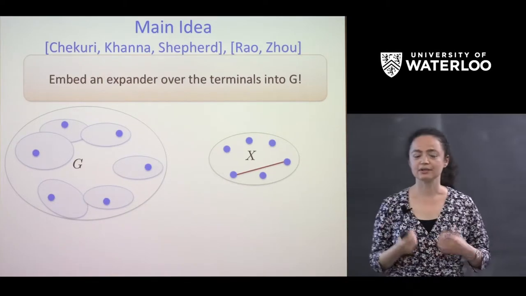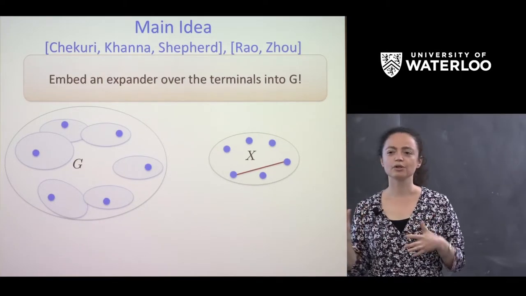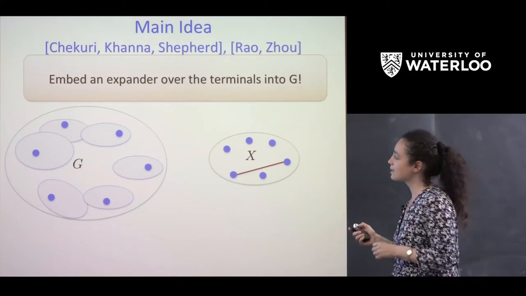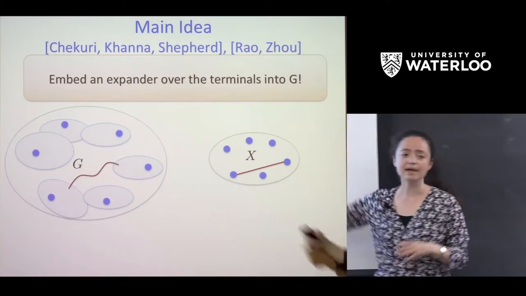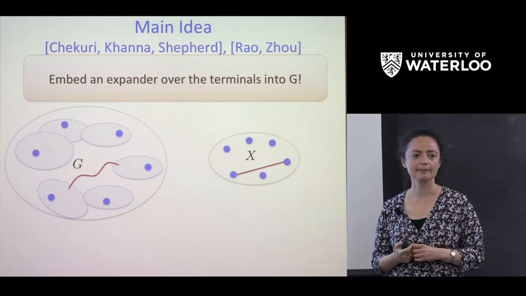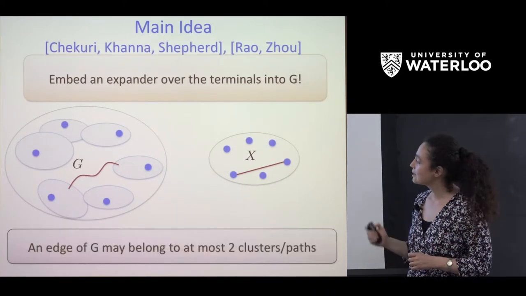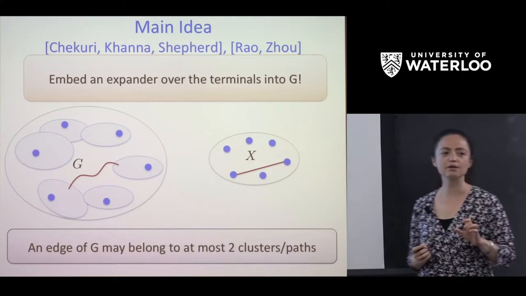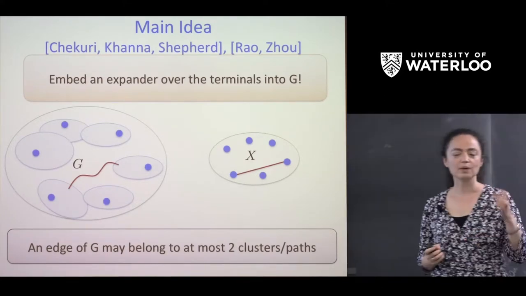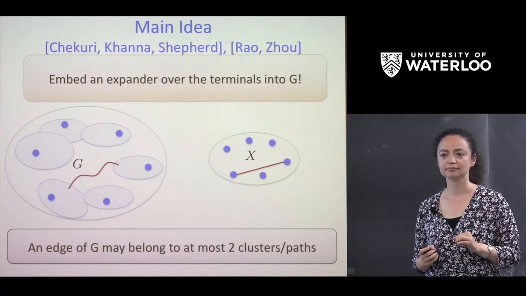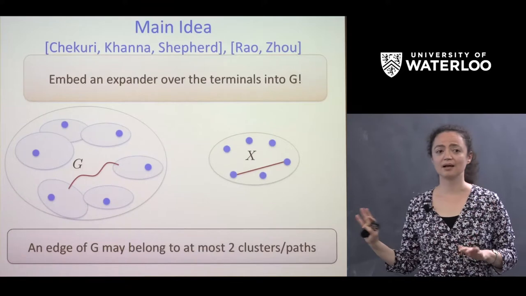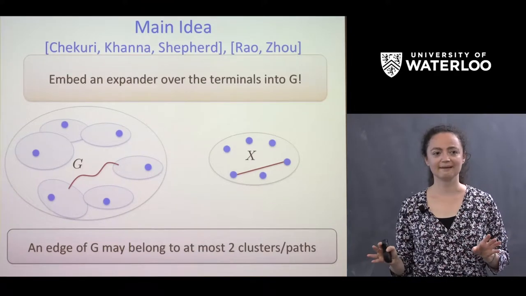So these clusters, they don't need to be disjoint, but every edge should belong to at most two of them, let's say. Now, what about the edges? So every edge, I'm going to embed it into some path connecting the two corresponding clusters. And I want embedding with congestion at most two, which means that every edge belongs to at most two clusters, or one cluster, one path. So I claim that if I manage to find such an embedding, I will actually be done, and pretty easily.